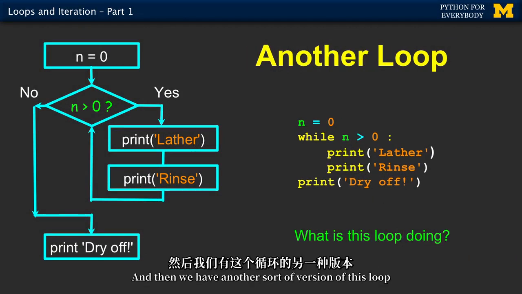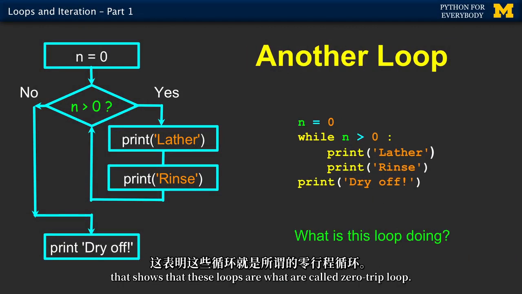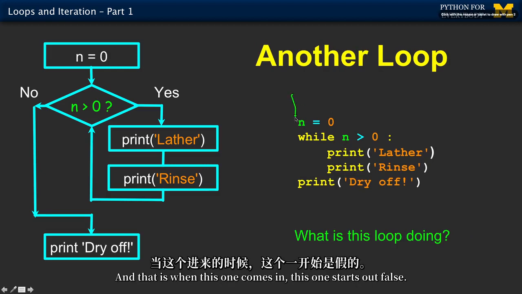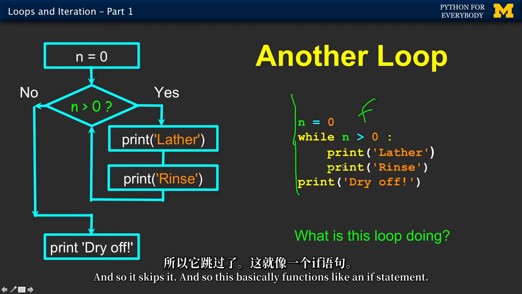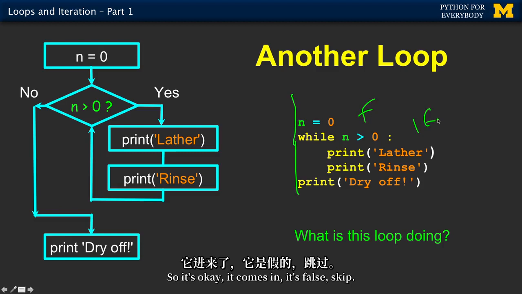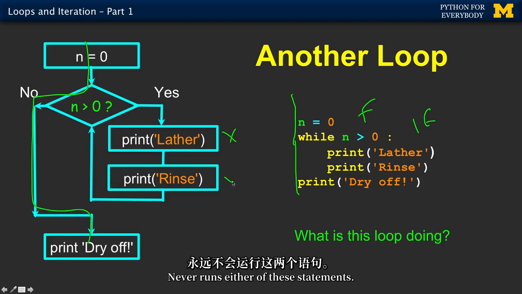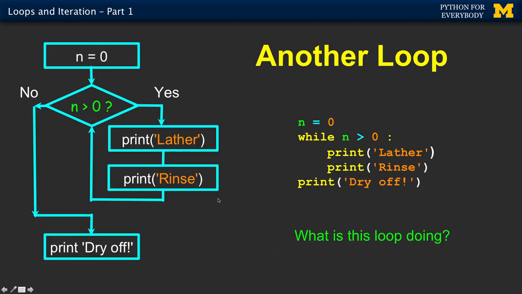And then we have another version of this loop that shows that these loops are what are called zero-trip loops. And that is, when this one comes in, this one starts out false. And so it skips it. And so this basically functions like an if statement. So it comes in, false, skip. Never runs either of these statements.